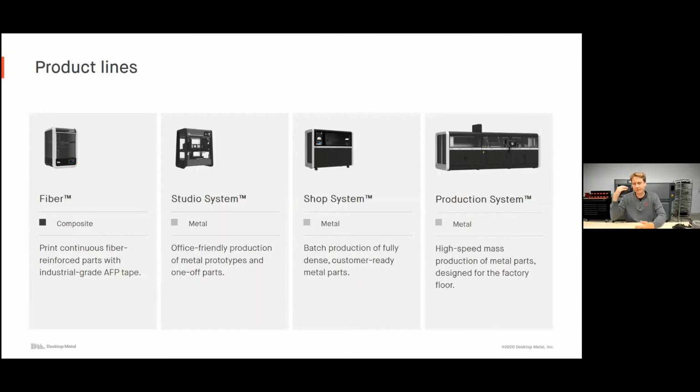And then on the very high end, we have the production system, which is used for really unlocking the mass production of metal parts. We're producing hundreds of thousands of parts per week, millions of parts a month or a year, really unlocking high volume, low cost per part, allowing you to actually go to end use components with that system.